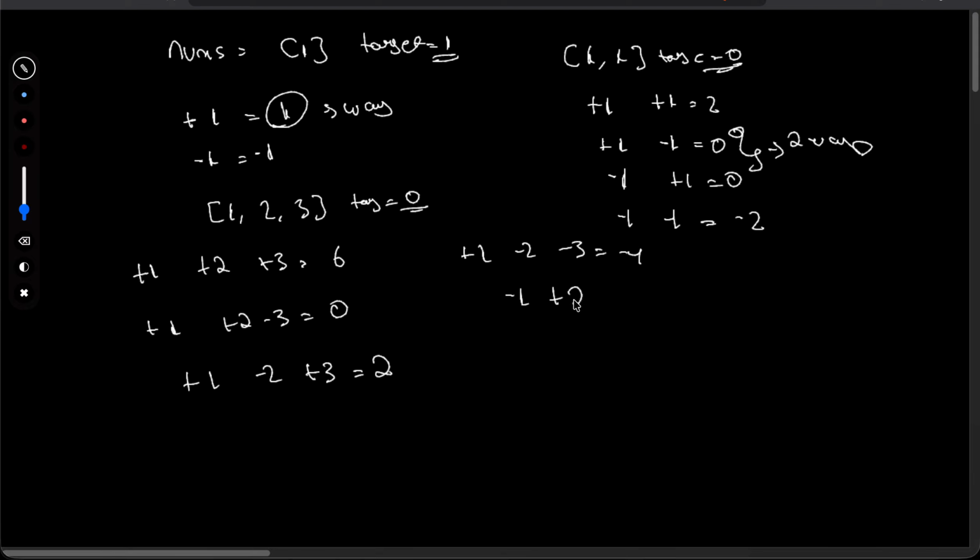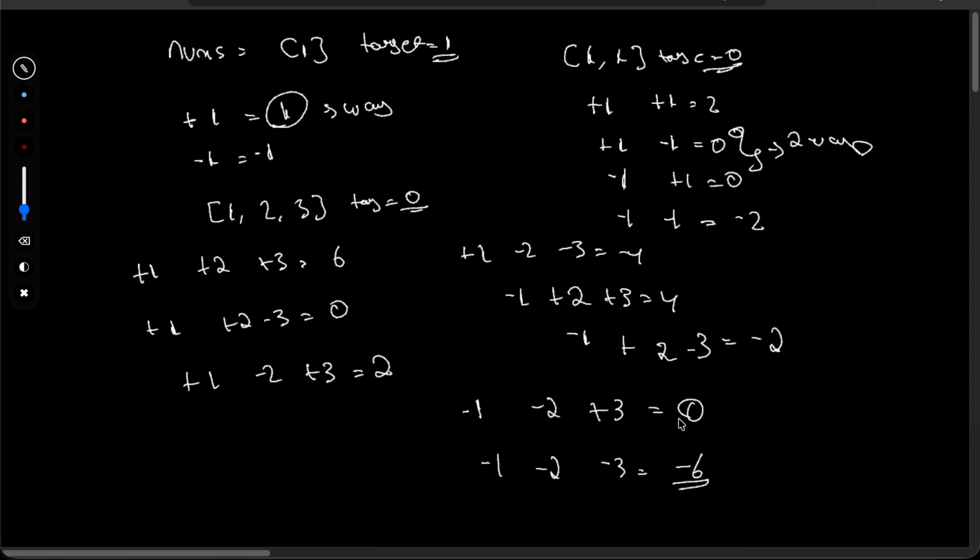Minus 1 plus 2 plus 3 is 4. Minus 1 plus 2 minus 3 is negative 2. Minus 1 minus 2 plus 3 is 0, so that is an answer. Minus 1 minus 2 minus 3 is minus 6. So there are only two ways.